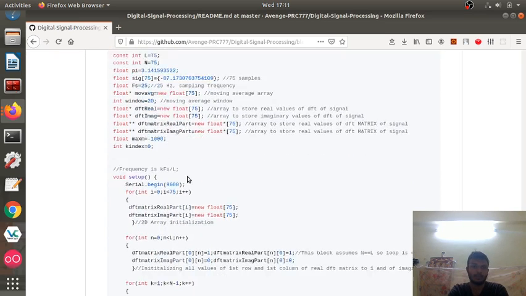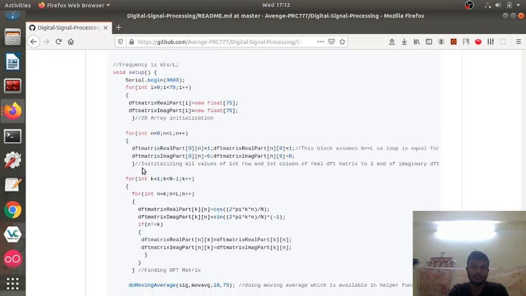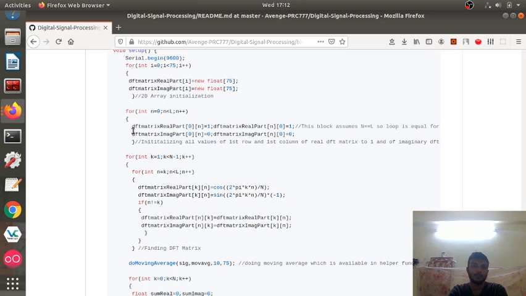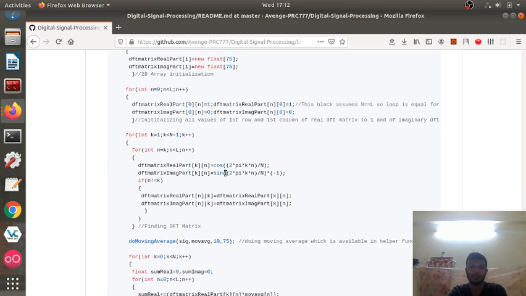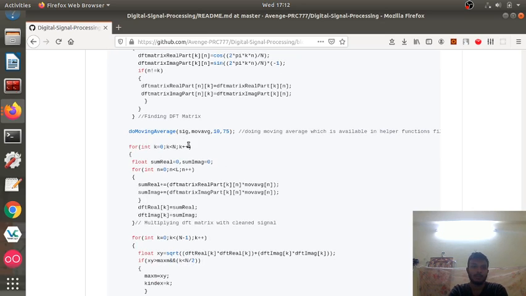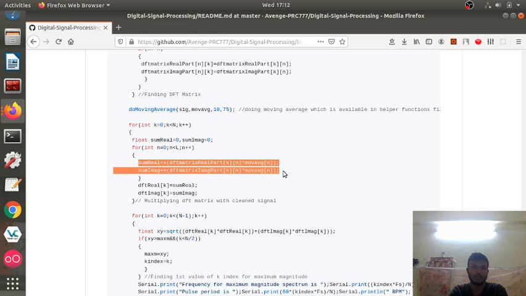Now we have the Arduino implementation code. Here we have all the initializations, and the main part is that we'll have two matrices. In theory we have one DFT matrix, but since Arduino cannot handle complex numbers and doesn't have any library for them, we'll take two separate matrices, one for the real part and one for the imaginary part. We'll initialize them here. The real part is cos 2 pi kn by capital N and the imaginary part is minus sin 2 pi kn by capital N.